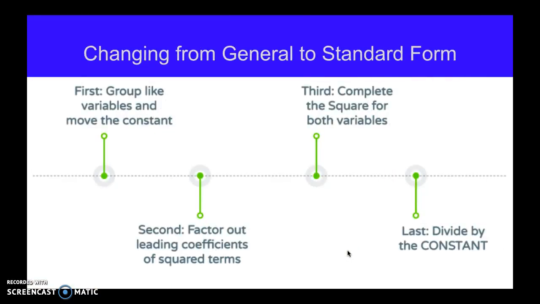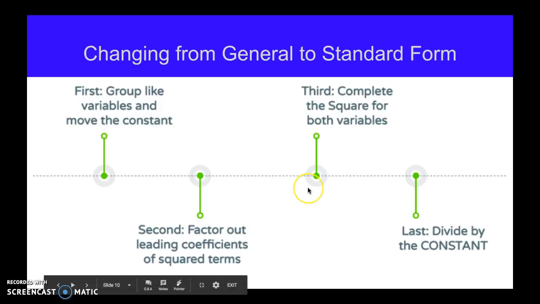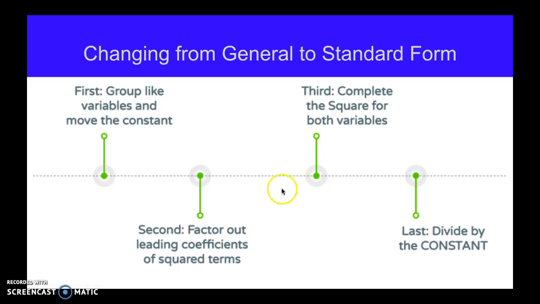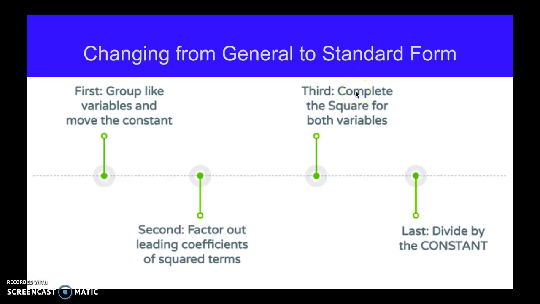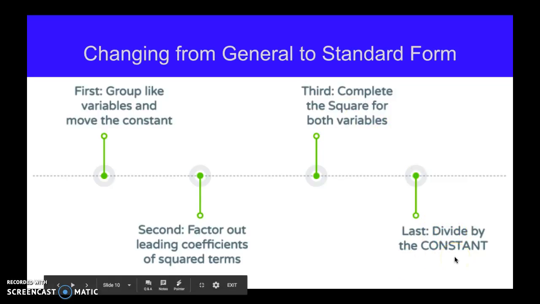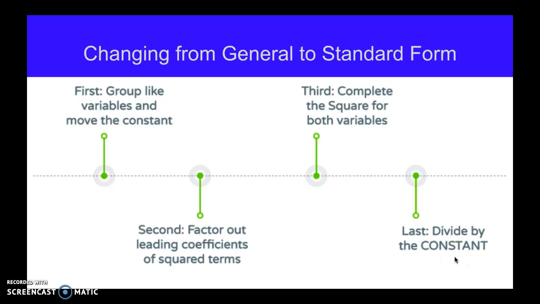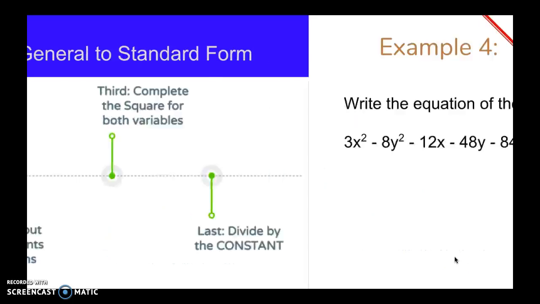Now, moving on to other things: how do we change from general form to standard form? General form is when everything looks expanded out. First, you have to group the like variables and move the constant. Then you need to factor out the leading coefficients from the squared terms, from the x term and then from the y term. Then you complete the square for both variables, and last but not least, you divide by the constant in order to make the right side equal to 1.